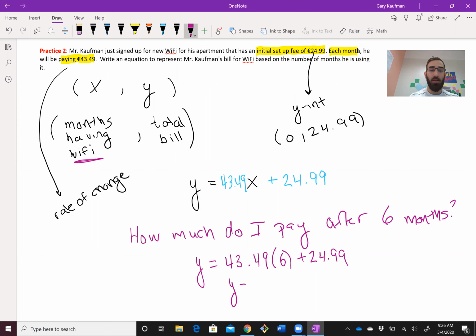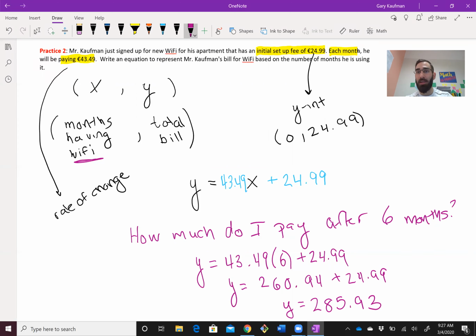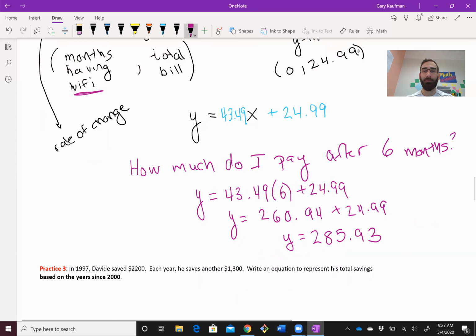I get y equals 260.94 plus 24.99. So y equals 285.93. Because I gave you the x, we plugged it into the x. But I could have also said, how many months have I been paying if I've already paid a certain amount? Then you plug in for y and solve for x. So let's go on to practice 3.